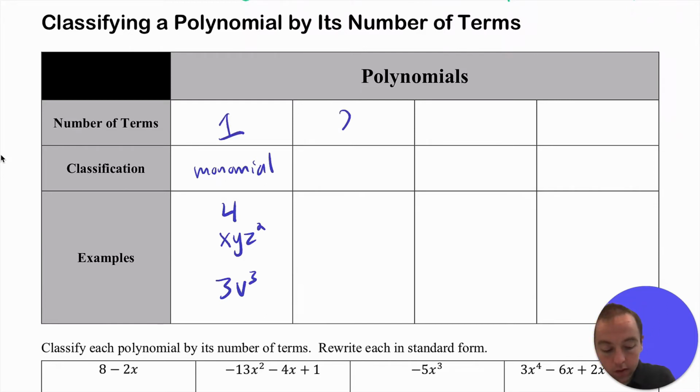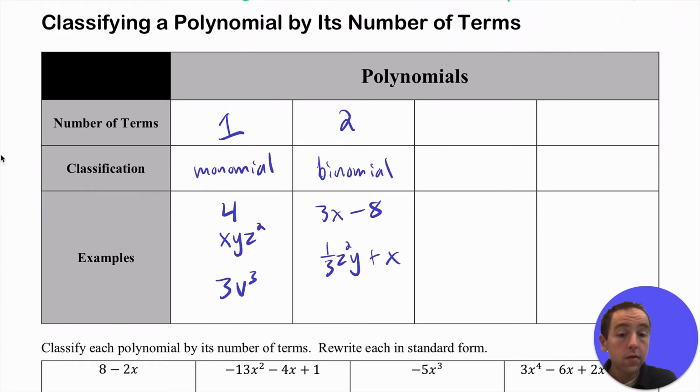So just one. When there's two terms, like if you had 3x minus 8, or if you had 1/3 z to the second y plus x, those are a couple examples where there are two terms in the polynomial, and we call those binomials, since bi refers to the number 2, of course. Whenever you have a 3-term polynomial, so you might have, say, x to the 4th minus 5/4 x to the 3rd plus 1/7 x, that would be an example of a trinomial, where you've got 3 terms.